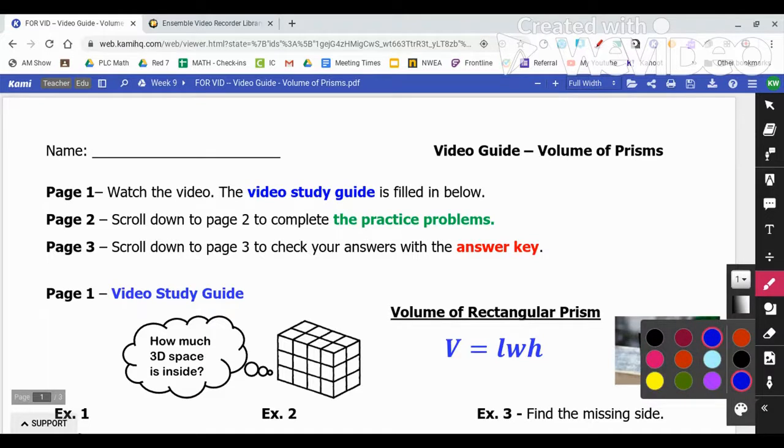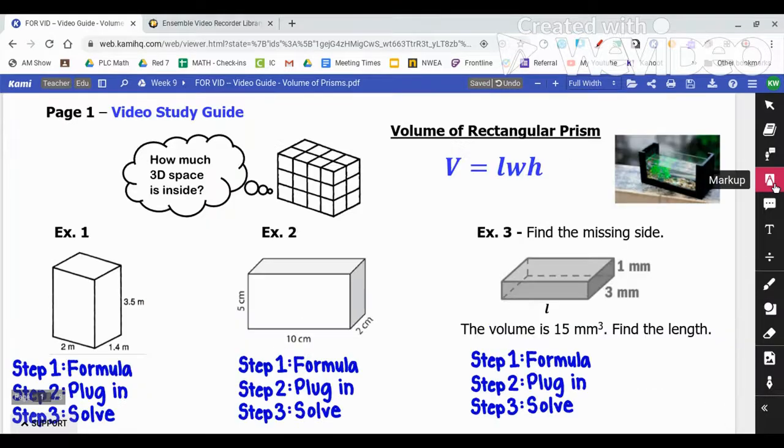Hi guys, today we're talking about volume. So first, watch the video. I'm going to fill in the video study guide below. Then scroll to page 2 and complete the practice problems. And finally, scroll to page 3 and check your answers with the answer key. All right, let's get started.